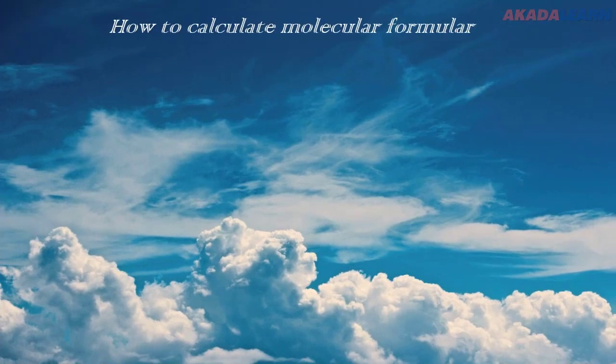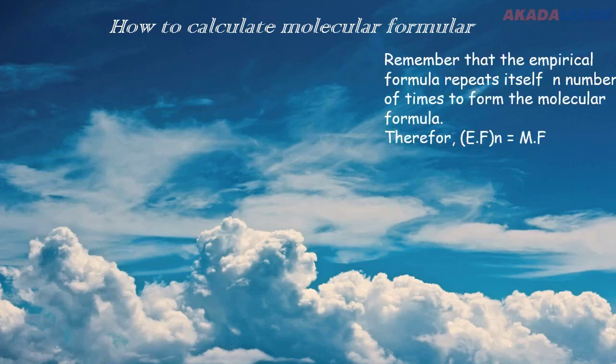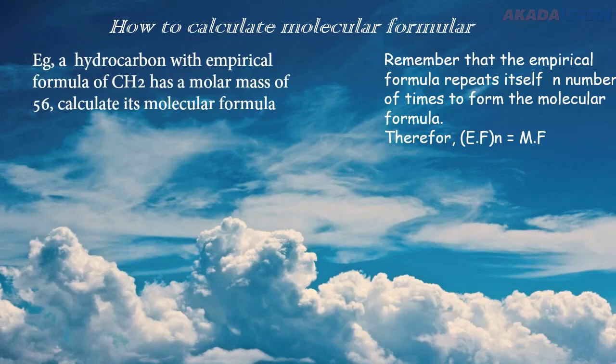Let's now consider how to calculate molecular formula. Remember that the empirical formula repeats itself n number of times to form the molecular formula. Therefore, empirical formula times n will give us molecular formula. E.g., a hydrocarbon with empirical formula of CH2 has a molar mass of 56. Calculate its molecular formula. Remember, I told you, you must know empirical formula first before you can calculate molecular formula.